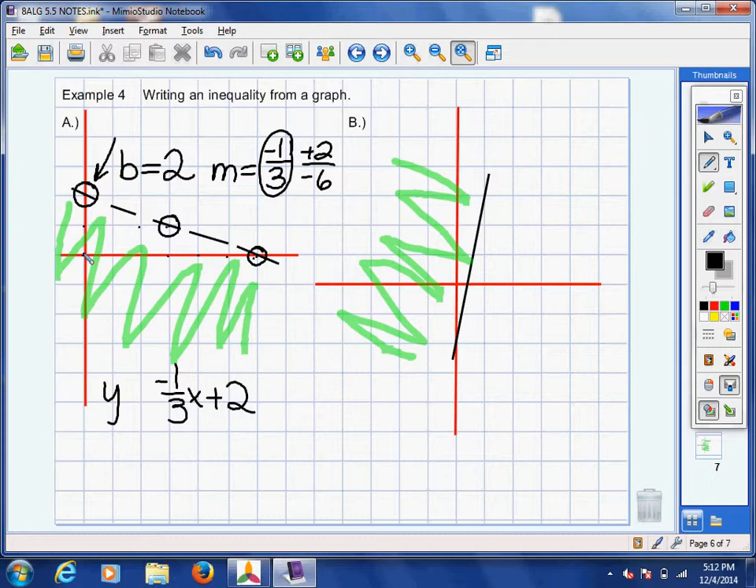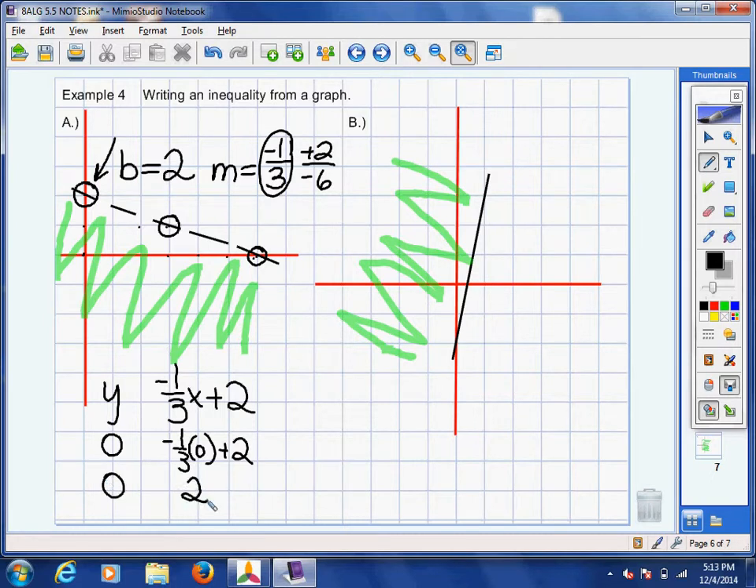I marked it here on your, hopefully you see it in the video, my little pencil showing up there at 0, 0. It's in the shaded area, and I'm going to plug that in. And I'm going to see how the numbers relate to each other. Okay? So 0, and then I've got -1/3 times 0 plus 2. And so I got 0 for my y, and I've got 0 plus 2, which is 2.